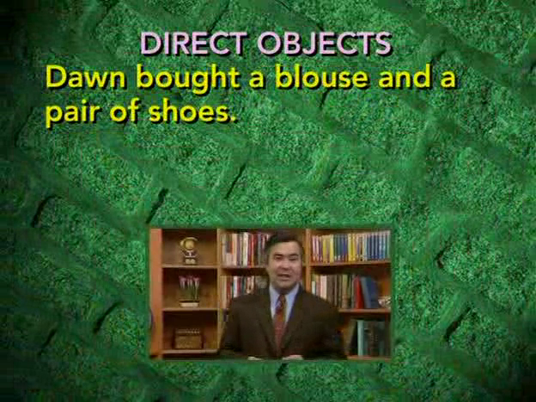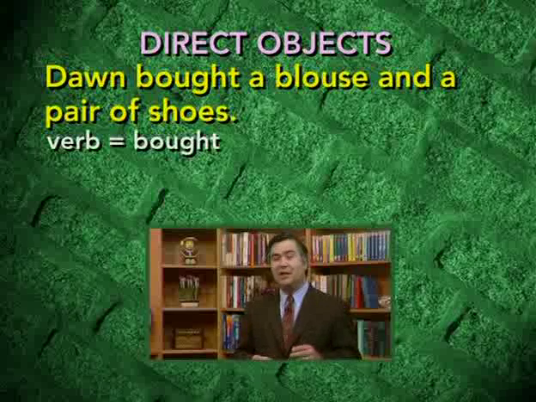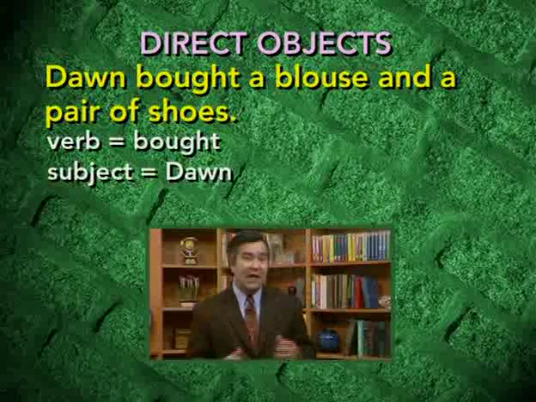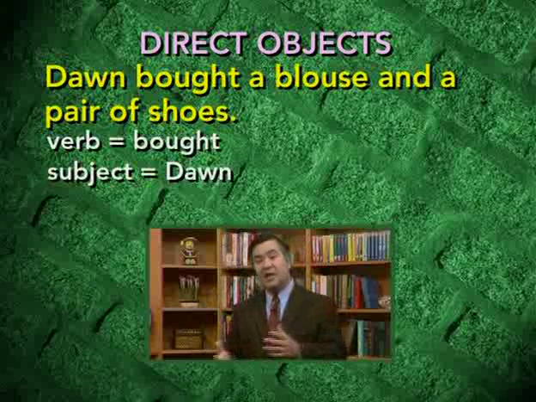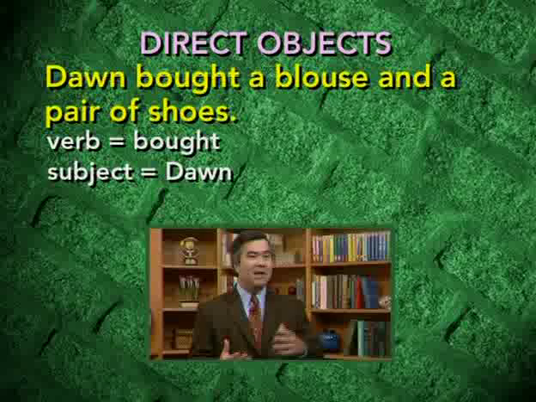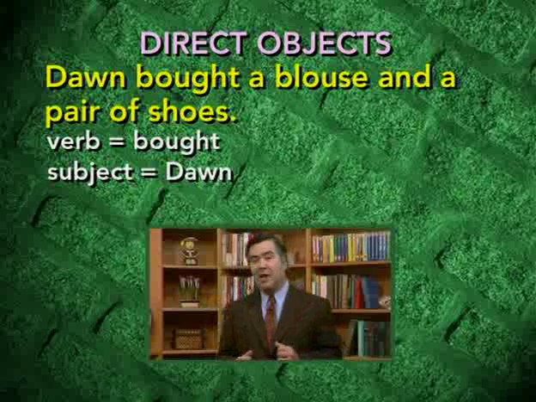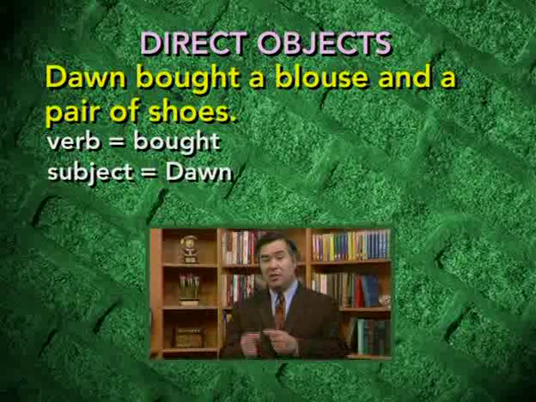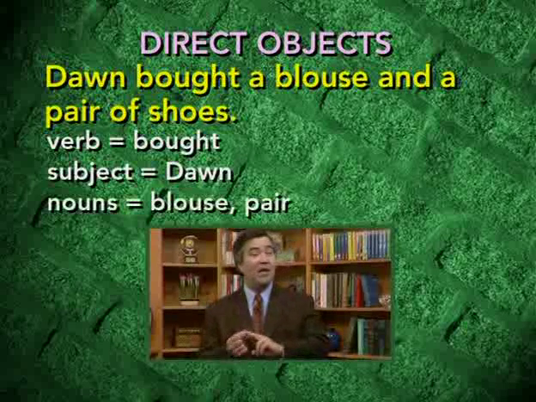What's the verb in this sentence? The verb is bought. The subject, Dawn. She's the one who did the buying. Now, is there anything in the sentence that tells us what Dawn bought? Anything that receives the action of the buying? Well, the answer is there are really two things that Dawn bought. She bought a blouse and a pair of shoes.